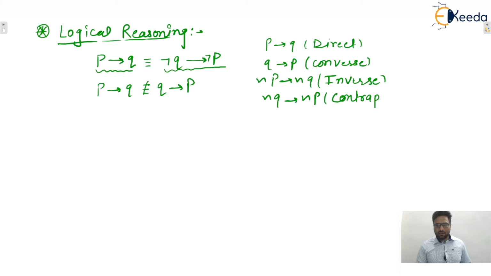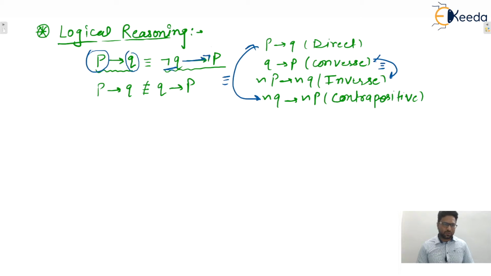So we can conclude from here that direct is equivalent to contrapositive, and converse is equivalent to inverse. The meaning is that if we take the negation of the right hand side implies the negation of the left hand side, that is an equivalent statement, known as the contrapositive.